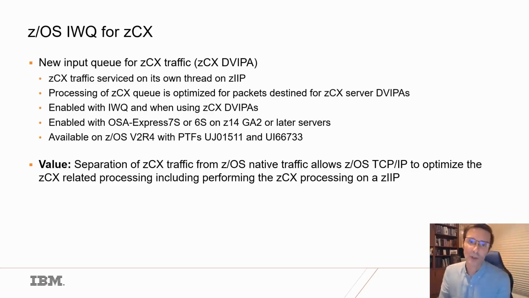But what's really cool about this functionality is that because they're segregated and almost all the work in zCX is zIIP eligible, when zOS TCP/IP is processing that work on that ancillary input queue and delivering it to the zCX server, even zOS TCP/IP will be dispatched onto zIIPs. So again, this is assuming that you have enabled IWQ, that you have an OSA Express 7S or 6S, and that you have these PTFs installed.